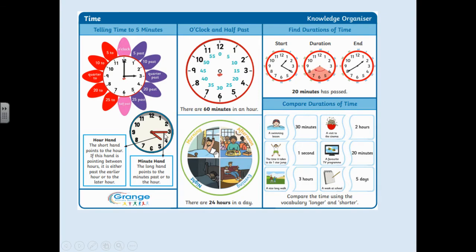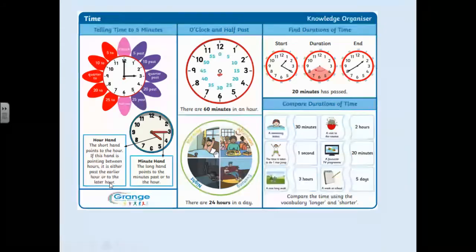And we looked at what the minute hand is. So the long hand points to the minutes past or to the hour. The hour hand is the short hand, points to the hour. If this hand is pointing between hours, it is either past the earlier hour or to the later hour.